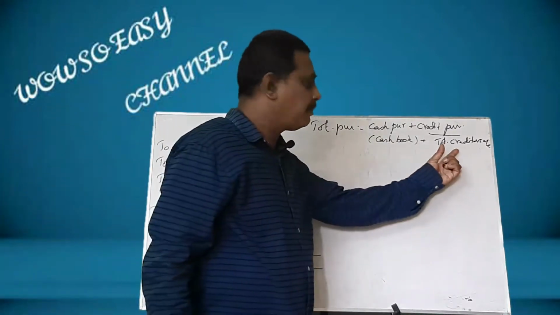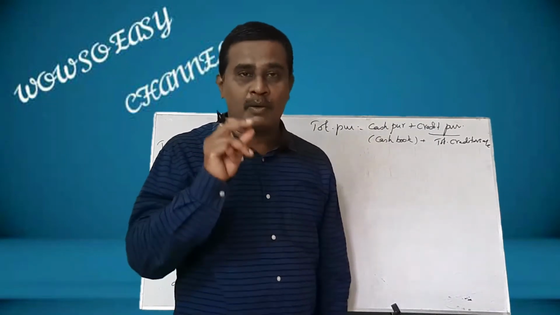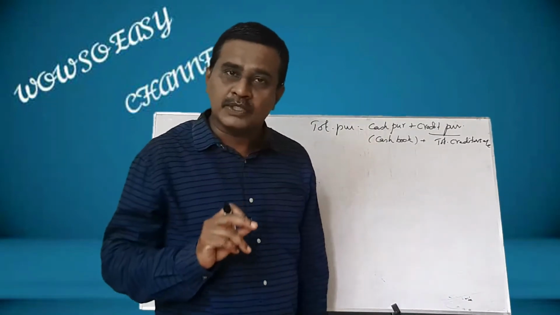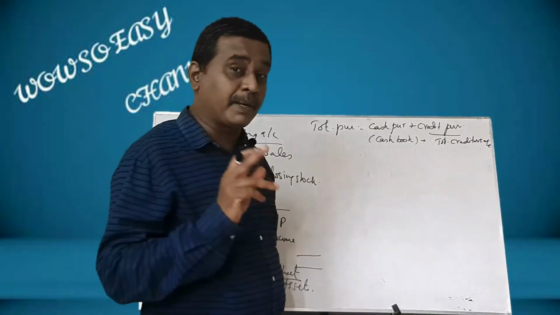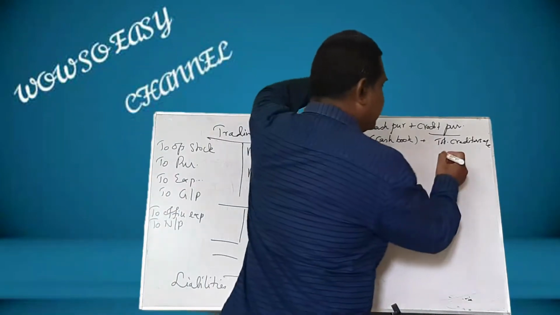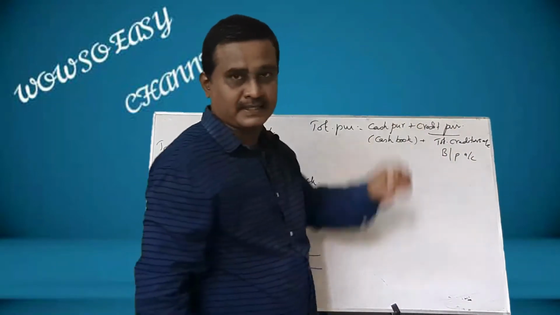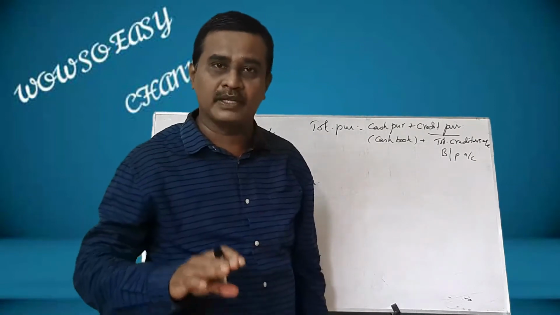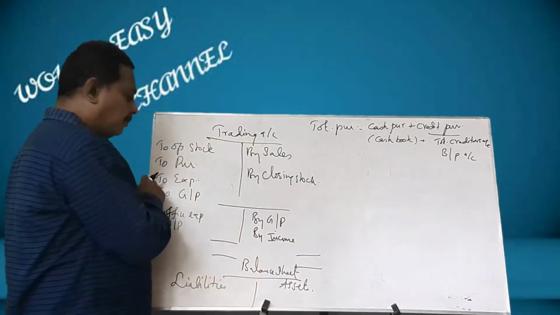Here, you have to remember one thing, that is, if bills payable opening balance, bills payable closing balance, bills payable dishonored are given, you have to prepare two accounts. One is bills payable account and another one is total creditors account, and you have to find out the credit purchases. Okay. Now come to the debit side.